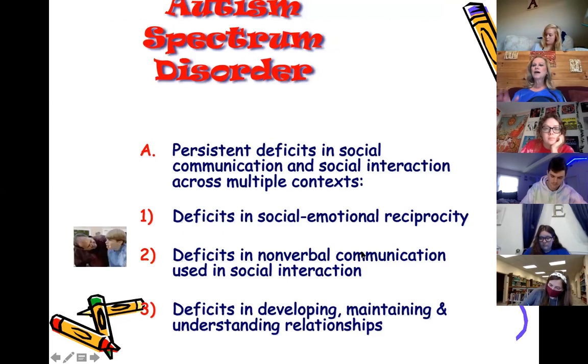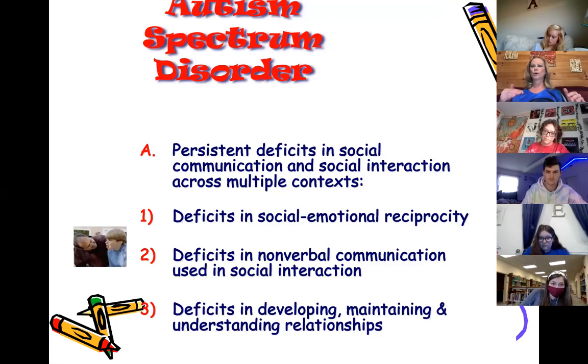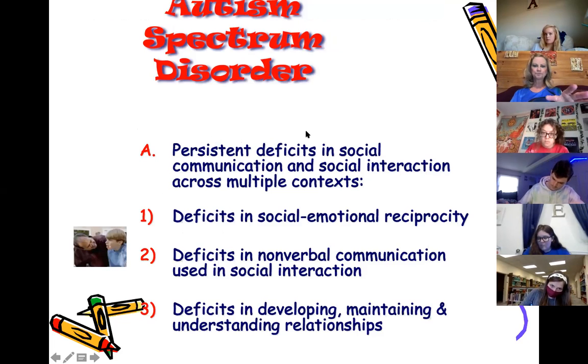Okay, we've got a lot of DSM criteria here, so I'm going to try to walk us through it. And what I would like for you all to do in your study strategy is make sure you keep these in their clusters so you're able to memorize more of these big A, B, C kind of things here. So first, there are deficits in social communication and social interaction across multiple contexts.